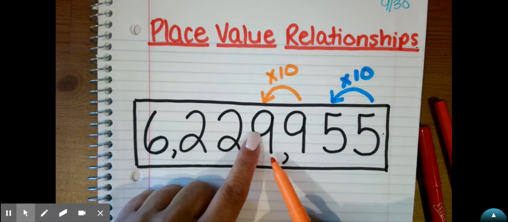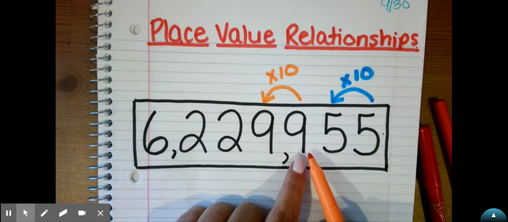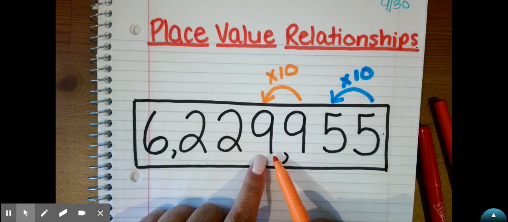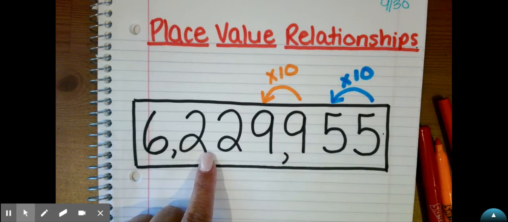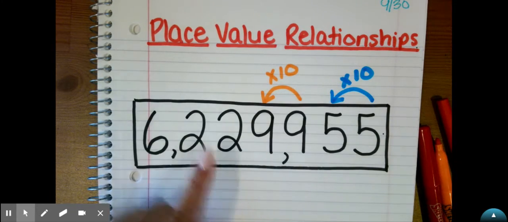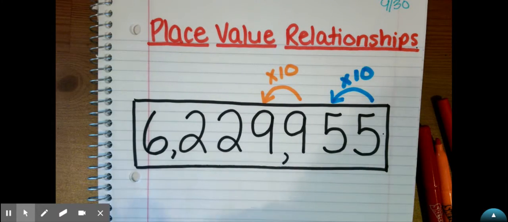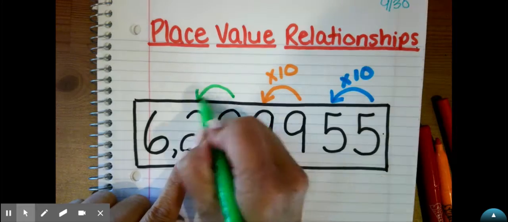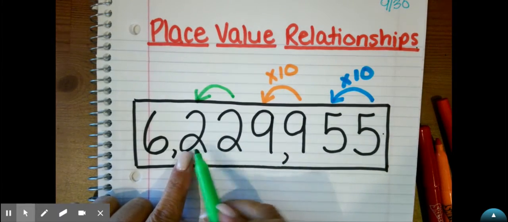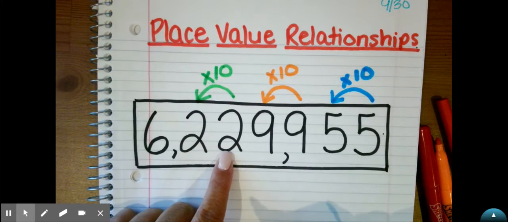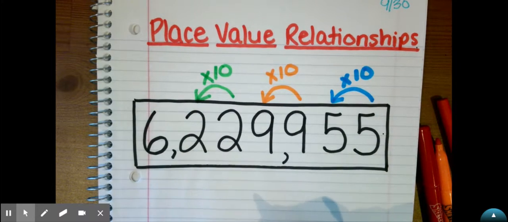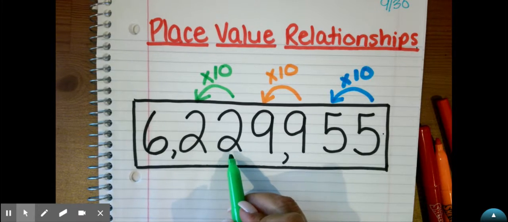Just like that, we could also say that this 9 here in the hundreds place is 1/10 the value of the 9 in the thousands place. Just another way to think about it. Let's continue on. I see 2 2s over here, and I can say that the 2 in the hundred thousands place is 10 times greater than the value of the 2 in the 10,000s place right there.